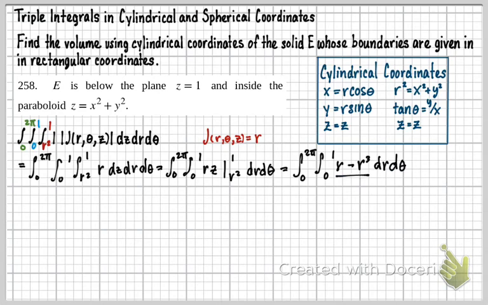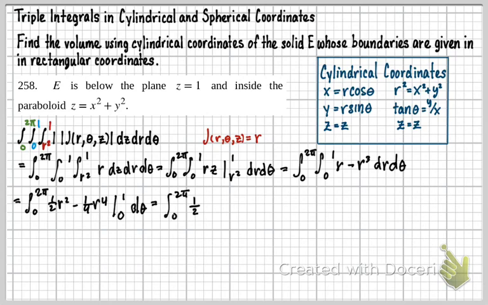Now to integrate r minus r cubed, that's just a simple power rule. So this is going to be the integral from 0 to 2 pi. I haven't touched that one yet. And this is going to be 1/2 r squared minus 1/4 r to the 4, and that's going to be from 0 to 1. And then I'll have to do d theta. So then when I plug that in, the upper bound is going to give me 1 for those r's. And the lower bound is going to give me zeros, which means I'm just going to be subtracting a 0 for the lower bound.